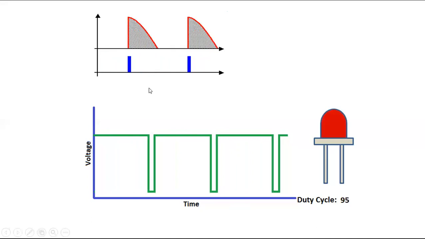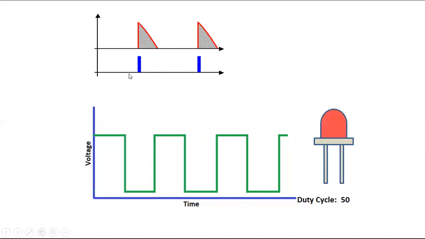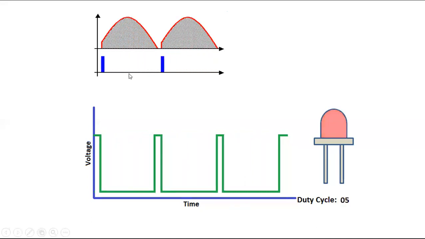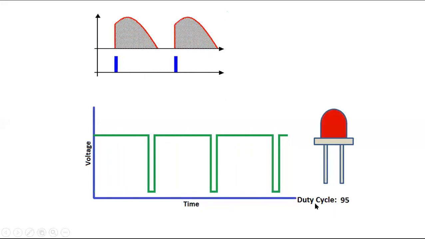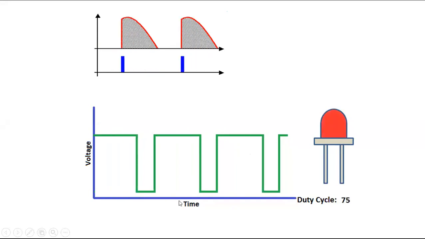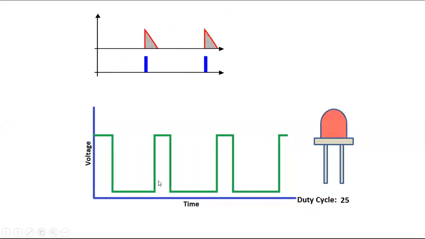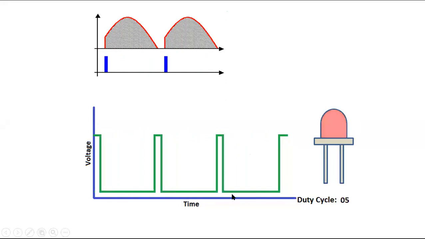If I'm using the converter, we change the firing angle to control the speed of the motor. And if I'm using the chopper, we change the duty cycle to control the speed of the motor. Now, what is this pulse width modulation? Basically, I am going to show you with this animation.